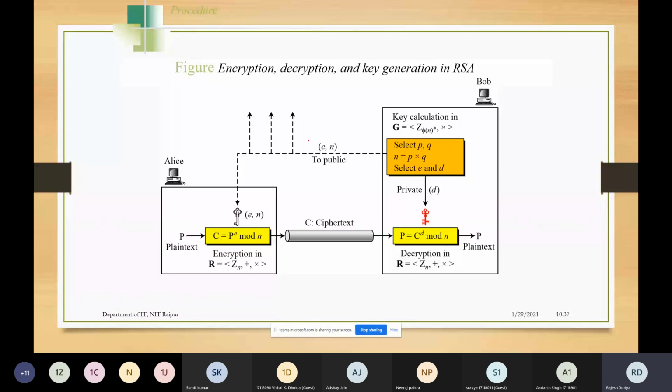Now this is how the process of encryption, decryption, and key generation of RSA looks like. In this diagram, first the key is calculated in a Galois field. This is the process of key generation. Once a pair of keys has been generated, let us say the pair is E comma N, which is the public key, and the other is the private key. We will discuss how exactly these keys are generated, but for now just consider this one as the public key and this one as the private key.